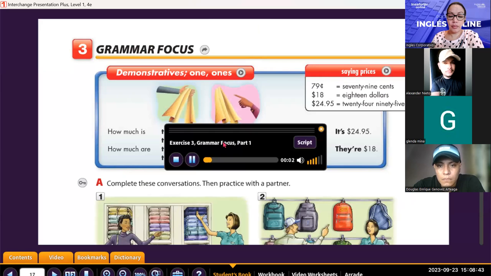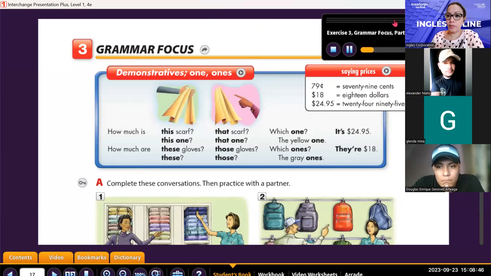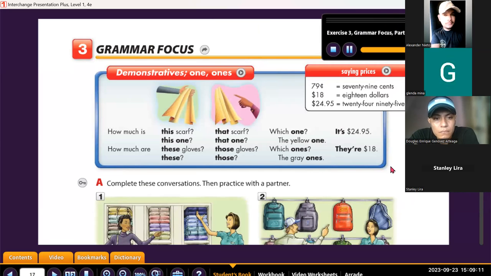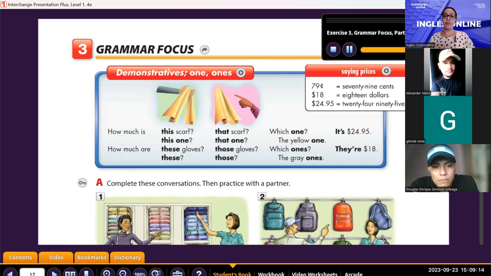Page 17, Exercise 3, Grammar Focus. Demonstratives. Ones. How much is this scarf? How much is this one? How much is that scarf? How much is that one? Which one? The yellow one. It's $24.95. How much are these gloves? How much are these? How much are those gloves? How much are those? Which ones? The gray ones. They're $18.